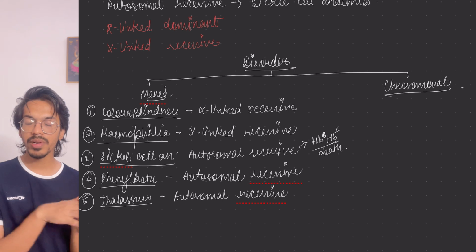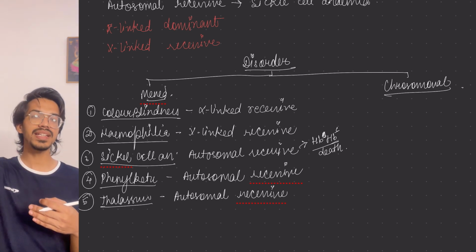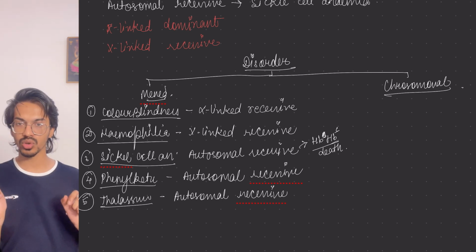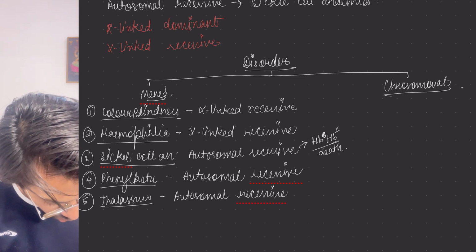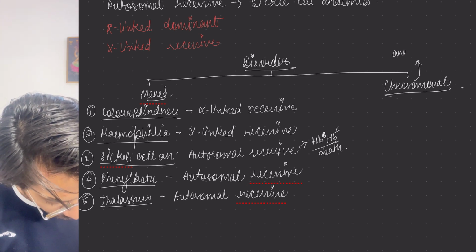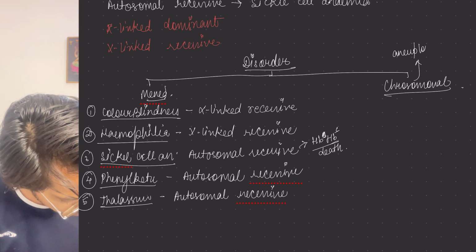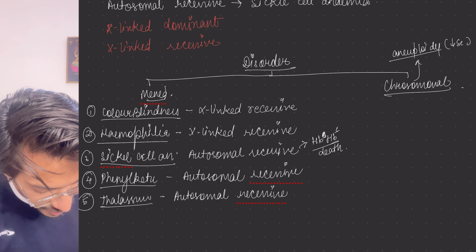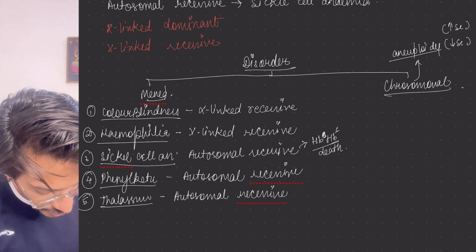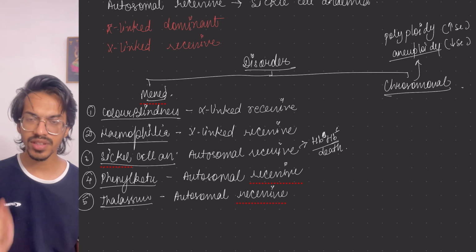In chromosomal disorders, what happened? Either the chromosome number could increase or decrease. If there is a decrease or any change in the chromosome number, we call it aneuploidy. If there is an increment in the chromosome, we call it polyploidy. Here three disorders are given in your book.